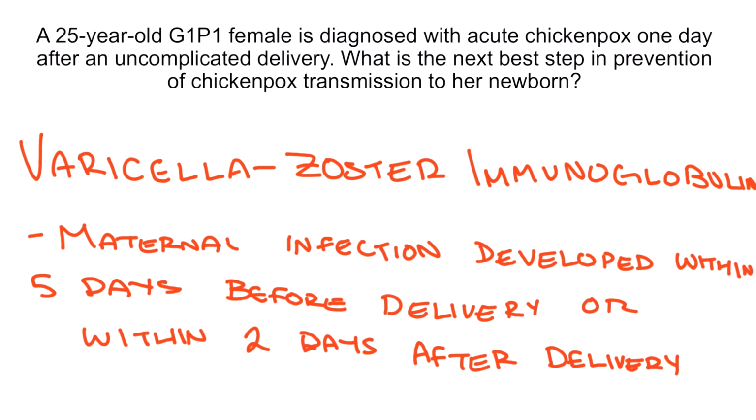Now, it's also important to note that the recommended method of post-exposure prophylaxis in cases of chickenpox is to give a vaccine. However, since that's a live attenuated vaccine, babies less than 1 year of age are not eligible for it. So that makes the immunoglobulin the only available option.